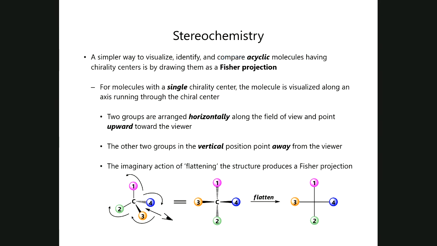And by definition, the horizontal lines mean, even though they're not drawn with wedges, that whatever's on that horizontal line is pointing upwards towards your eyes. Whatever's on the vertical line, by definition, means that it's going behind the plane of the paper before it's been flattened, okay?